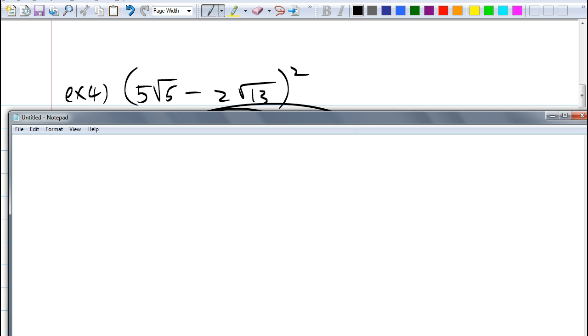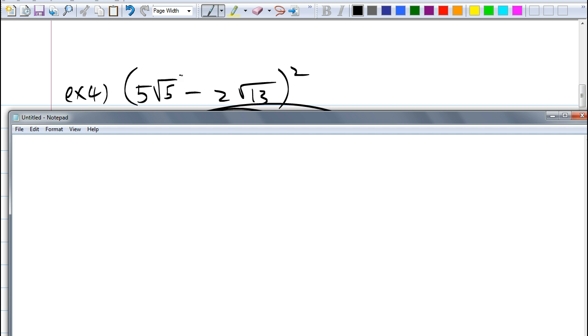It's the same exact thing. The other one, you only had one of the terms having a radical. This time, both of the terms have radicals, but it doesn't change too much. Go ahead and multiply it out. I'll wait, okay? It's 5 rad 5 minus 2 rad 13, the whole thing to the second power. Go ahead, everybody finish it up.